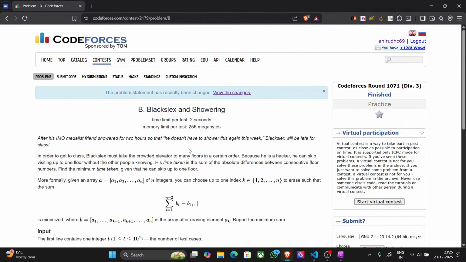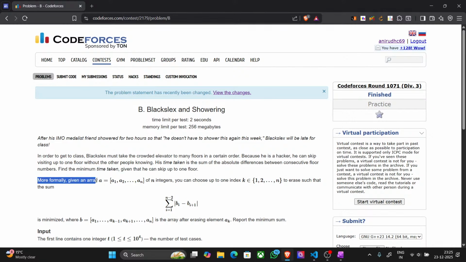Okay. In this particular problem, after his IMO medalist friend showered for 2 hours so that he doesn't have to shower again this week, Blackslack will be late for the class. In order to get to the class, Blackslack must take the crowded elevator to many floors in a certain order. Because he is a hacker, he can skip visiting up to one floor without the other people knowing. His time taken is the sum of the absolute difference between the consecutive floors. Find the minimum time taken given that he can skip up to one floor.